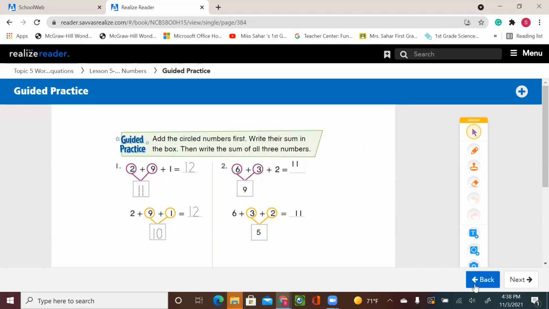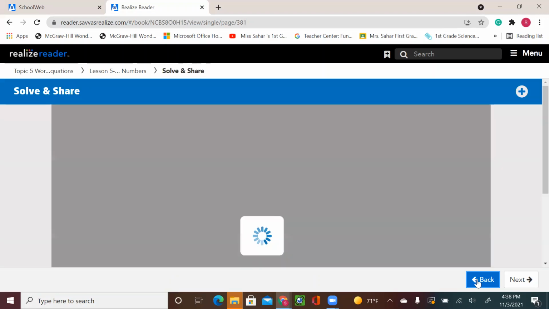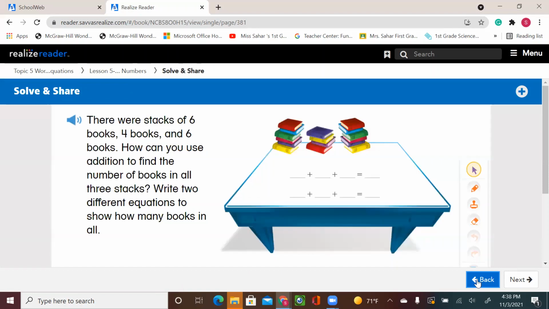All right. So let's go and do the equation for our first page. All right. Page 225. Let's see what we have. There were stacks of 6 books, 4 books, and 6 books. How can you use addition to find the number of books in all 3 stacks? Write 2 different equations to show how many books in all. So there were stacks of 6 books, 4 books, and 6 books.